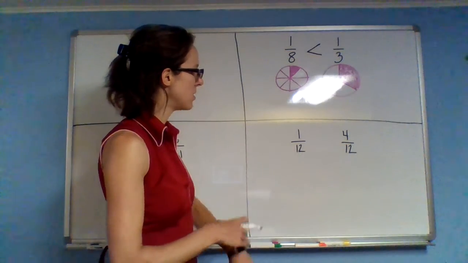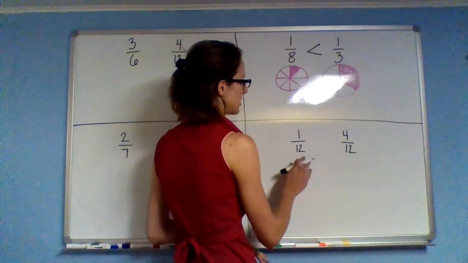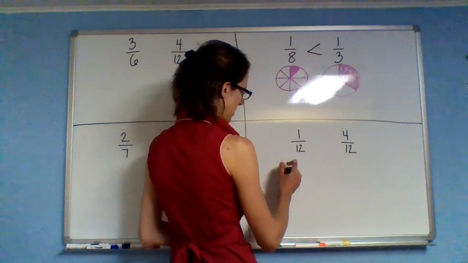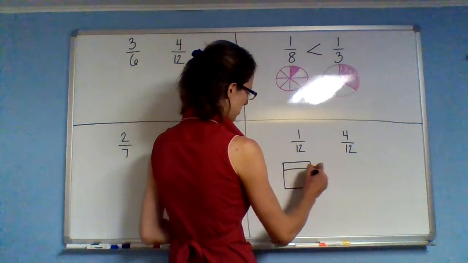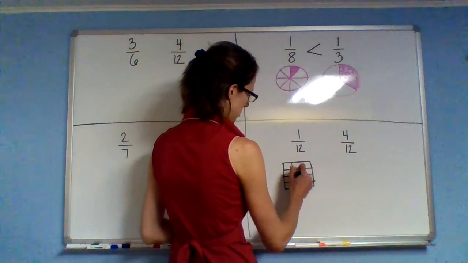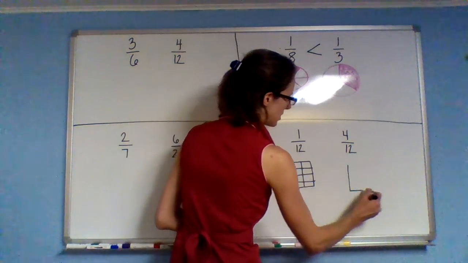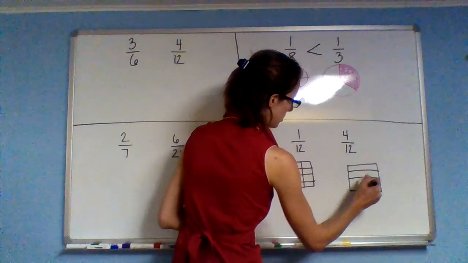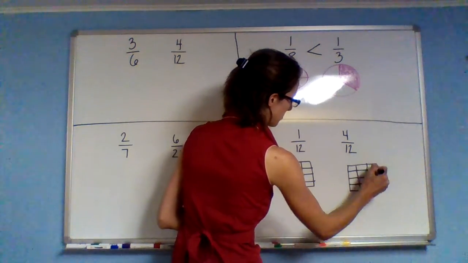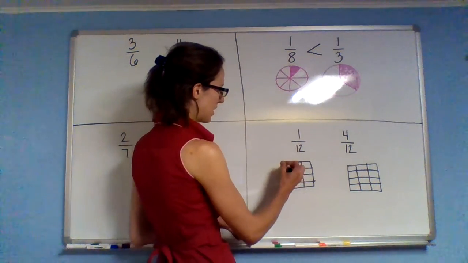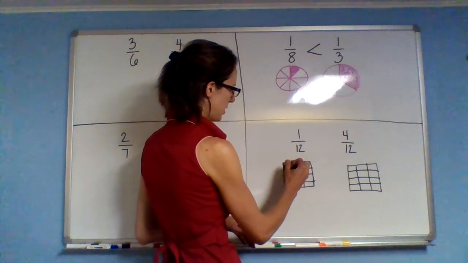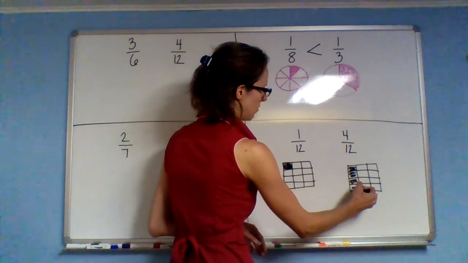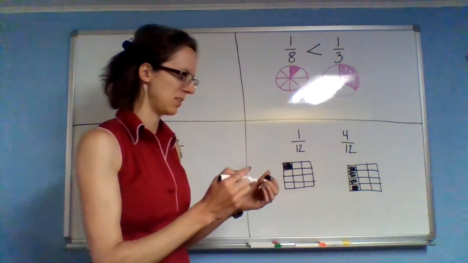If I think about another problem, here I have the denominators are the same. So the size of the pie piece, or the size of the section, so here's my whole, it's divided into 12. Here I only have one of the 12 parts. Here I have 4 of the 12 parts.